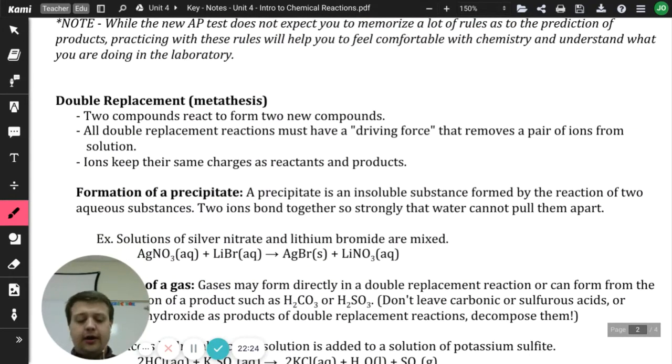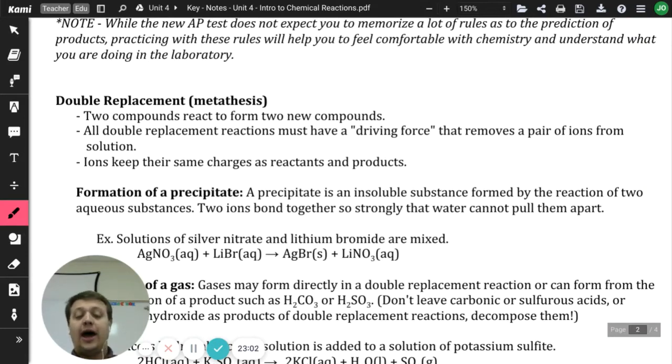Moving on. So our next type of reaction is going to be double replacement. Now, double replacement is also called metathesis. For double replacement, it's exactly what it sounds like. It's where we take 2 compounds and they're going to react to form 2 new compounds. How does that work? Well, essentially, you're going to take the compounds and flip their partners, is how I like to think about it. So all double replacement reactions must have a driving force that removes a pair of ions from the solution. So it's going to have something acting on it to cause this to occur.